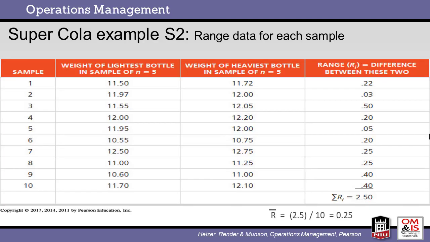Here we have collected data on some cola bottle inspection results. Each time 5 bottles are weighed, so the sample size n equals 5. Samples were taken 10 times. The second column shows the weight of the lightest bottle, while the third column shows the weight of the heaviest bottle in each sample. The final column shows the range, which is the difference between the second and third columns. We take the average of this last column to get an R bar of 0.25.